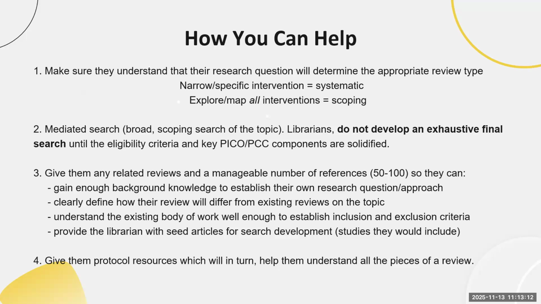In this case, first make sure they understand that their research question is going to determine the appropriate review type. If they're insistent that it needs to be a systematic review, sometimes they get pretty hung up on that, then just make sure they understand what that is. To start, the research question will need to be very specific as opposed to the more exploratory scoping review questions. And if needed, give them some question frameworks.